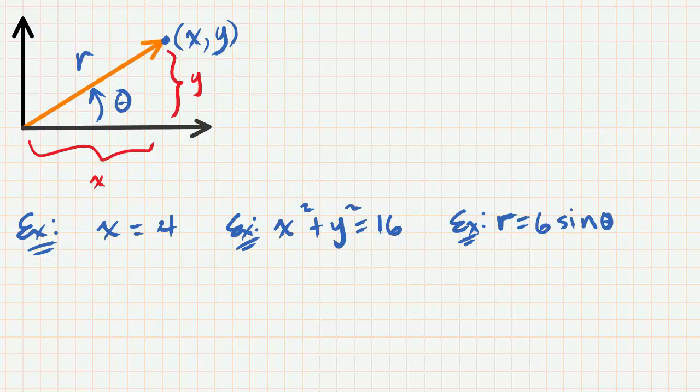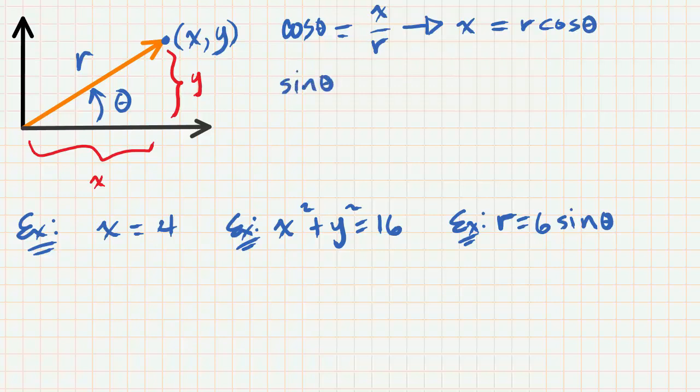Let's go ahead and calculate the value for cosine of theta for that right triangle. Cosine of theta would be the adjacent side over the hypotenuse, so that will be x divided by r. And if we solve that for x, we get x is equal to r cosine of theta. This gives us x in terms of r and theta.